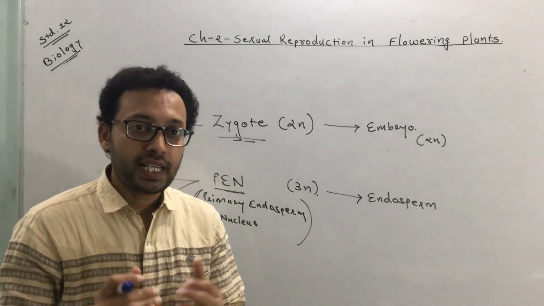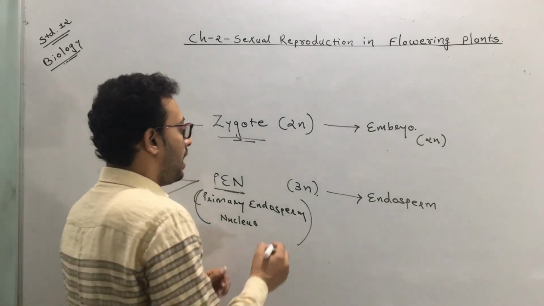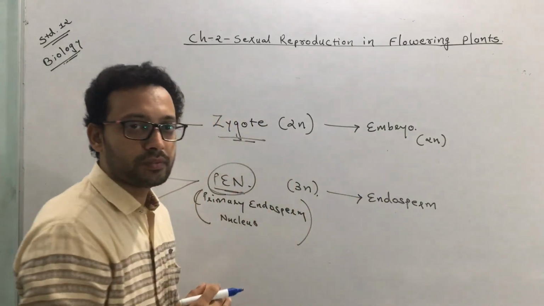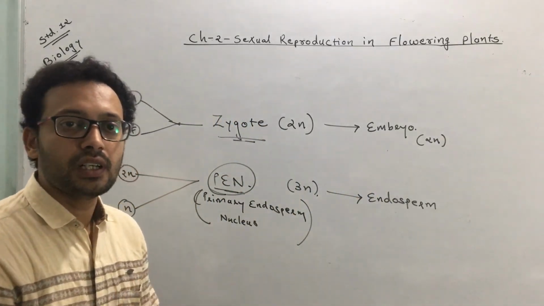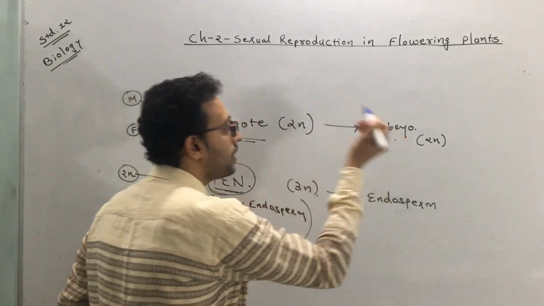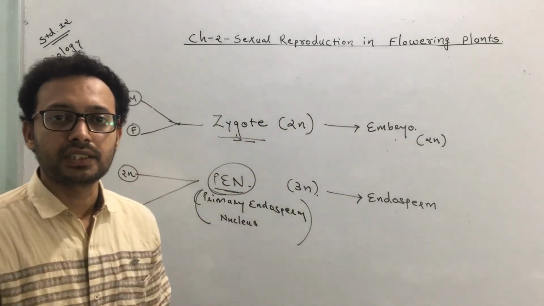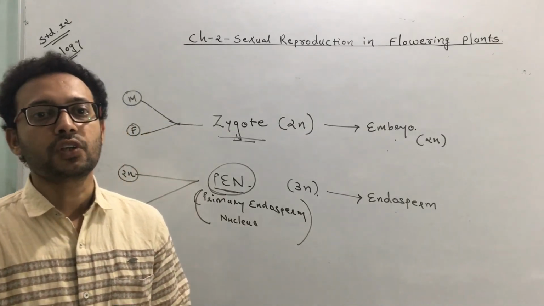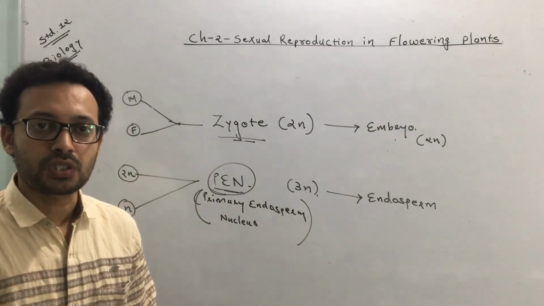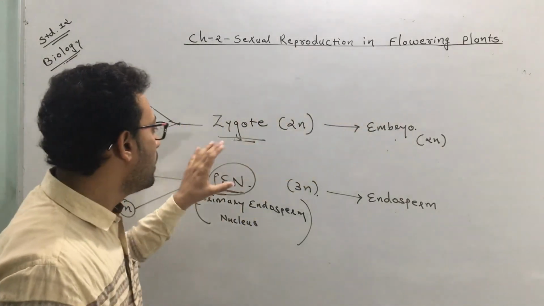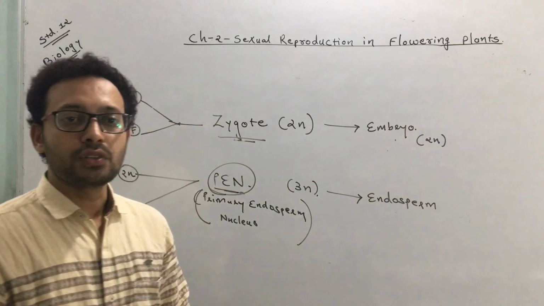So in the next session, we will discuss how PEN converts to an endosperm, and that comes under post-fertilization events, and how zygote converts to an embryo. That's post-fertilization events. Now fertilization is over, and after fertilization the processes that occur are called post-fertilization processes. So after fertilization is over, the zygote converts to an embryo, PEN converts to an endosperm.